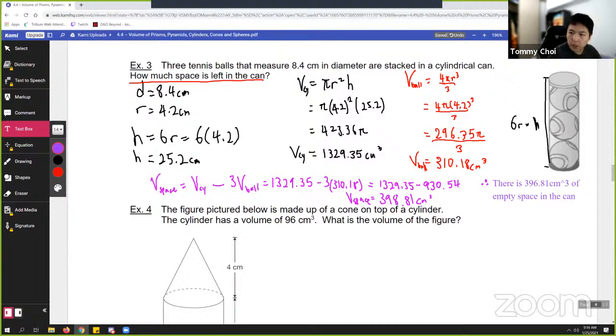Answer. So this question that we thought was simple at the very beginning turns out to be a little bit longer than expected, but it's important for you to read the question carefully, solve for exactly what you're looking for, and then remember to, well, in this case, subtract, right?